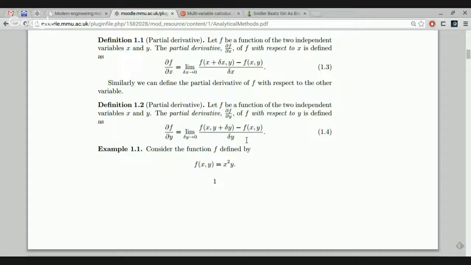So because we've got the formula for f, we can replace those f of x, y, and so on with their actual values in terms of x and y and h. Okay, so just using the rule at the top of the page, f of x plus h and y is, of course, x plus h all squared times y, and f of x, y is x squared times y.